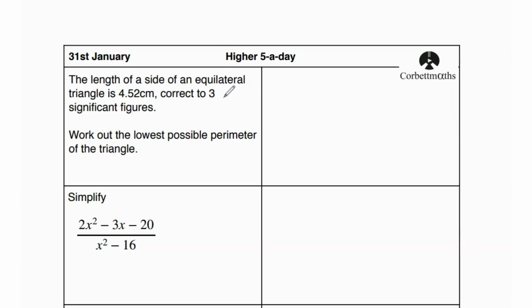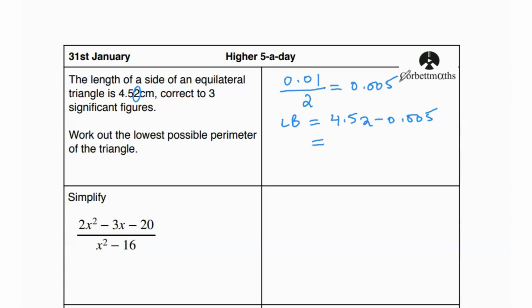If it's correct to three significant figures, we first check what the third significant figure is. Third significant figure is 2. Once you've identified the third significant figure, we check what the place value is of that figure. So place value is 0.01. After that, you divide that place value by 2, which will give us 0.005. Now, this will be subtracted from 4.52 to find the lower bound. If they're asking for the upper bound, then we would add it to 4.52.